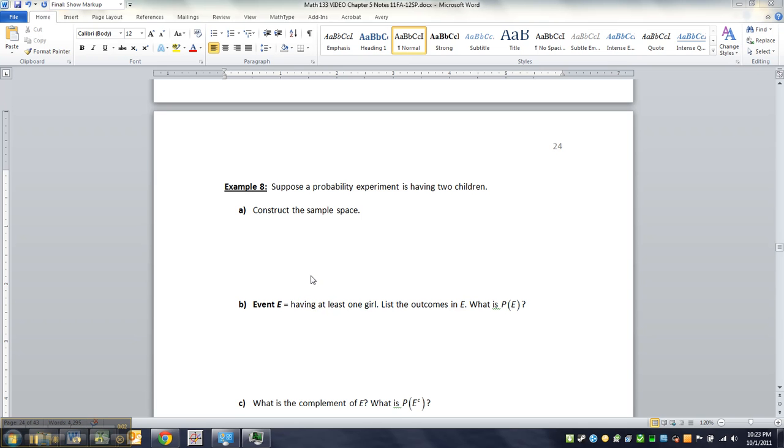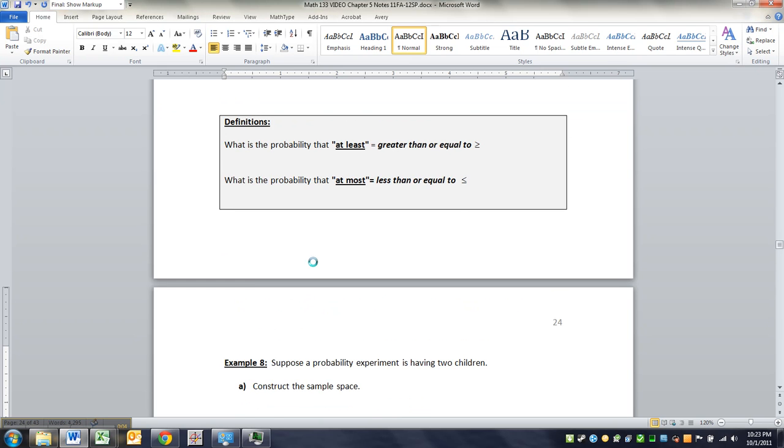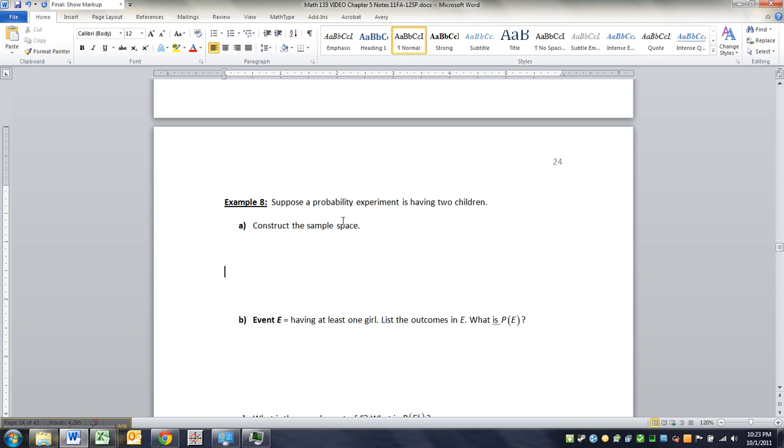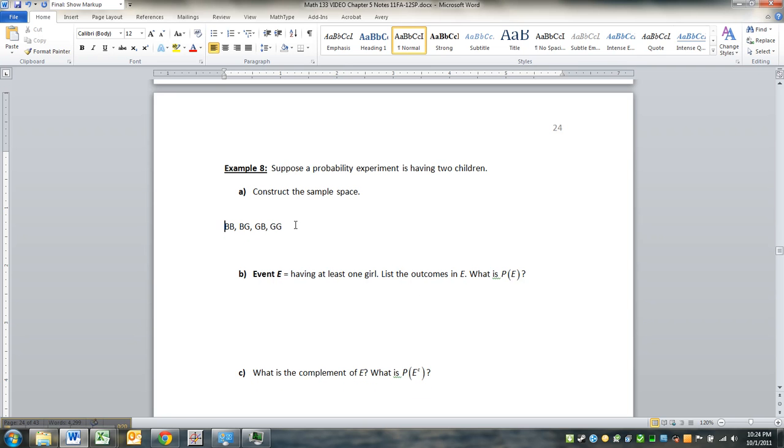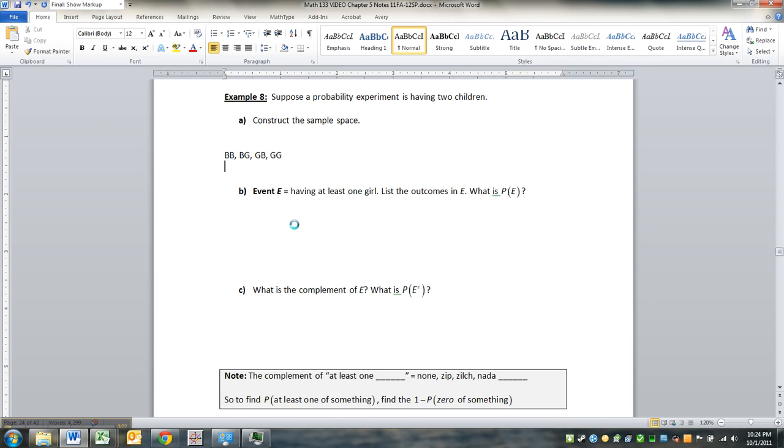All right, so we are back to section 5.3. Suppose a probability experiment is having two children. Construct the sample space. Well, we've done that before, but I'll remind you it's boy-boy, boy-girl, girl-boy, girl-girl. Those are the four options for having children, right?